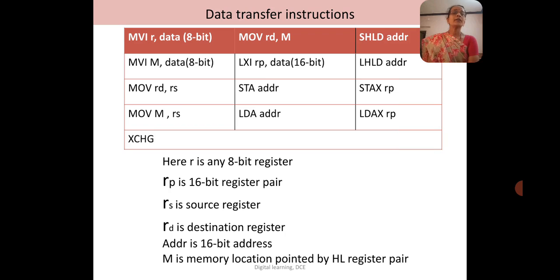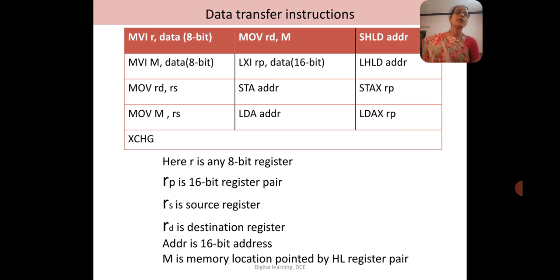Move RD comma RS means it will move the content of source register to destination register. Source register may be any general purpose register and destination may be any general purpose register. Next is move M comma RS. This means the source register content will be transferred to memory location pointed by the HL register pair. That means address of that memory location is present in the HL register pair. Next is move RD comma M. This means the content of the memory location pointed by HL register pair is transferred to destination register.